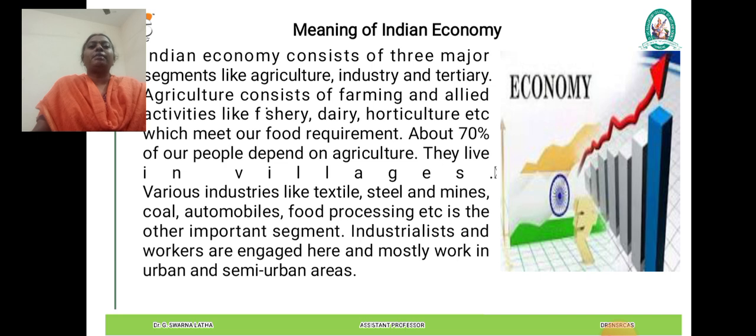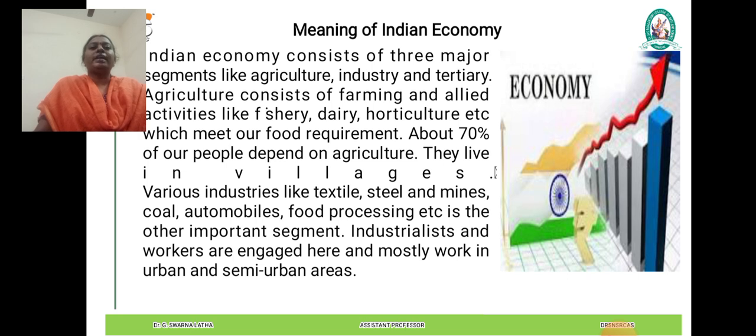Next, we can see the meaning of Indian economy. Indian economy consists of three major segments: agriculture, industry, and tertiary. Agriculture consists of farming and allied activities like fishery, dairy, horticulture, etc., which meet our food requirements. About 70% of our people depend on agriculture.